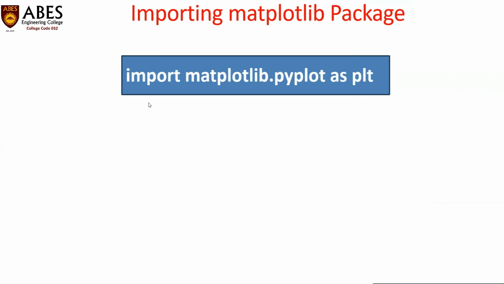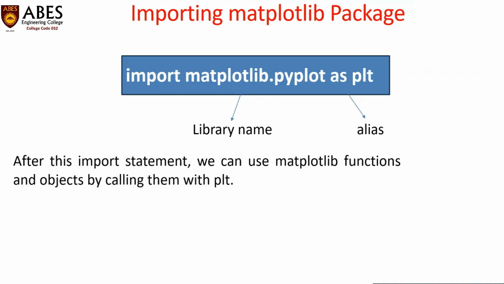First, we have to import the library using this command: import matplotlib.pyplot as plt, where matplotlib is the library name, pyplot is the object name which belongs to the library matplotlib, and plt is the alias that we will be using. After this import statement, we can use matplotlib functions and objects by calling them up with plt.